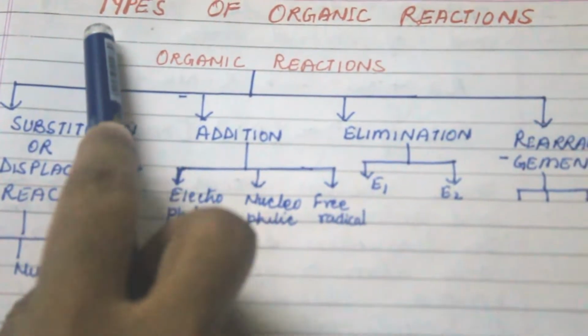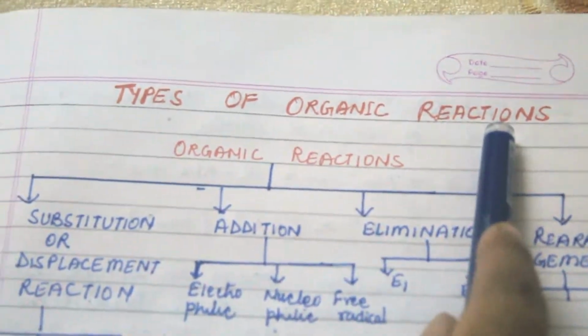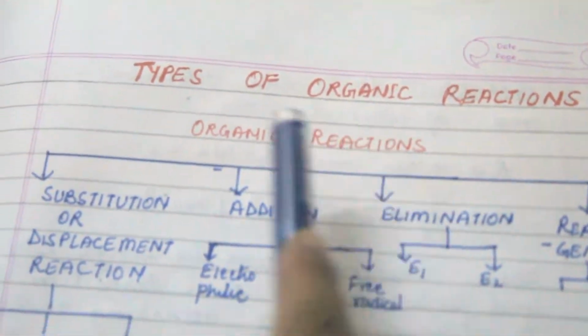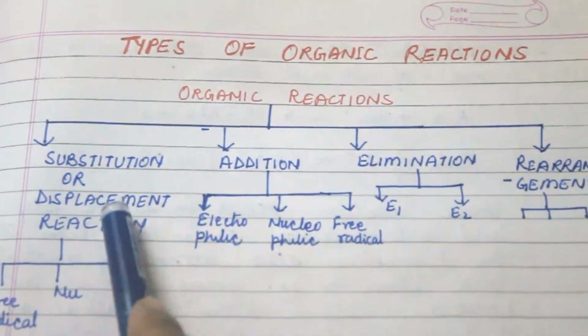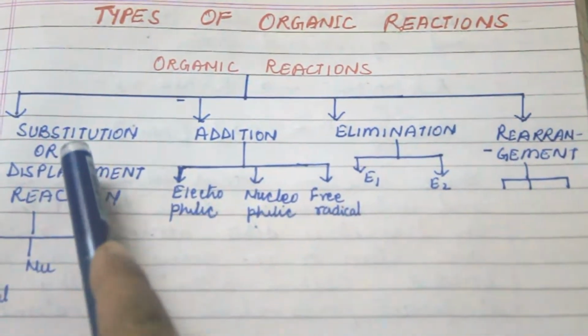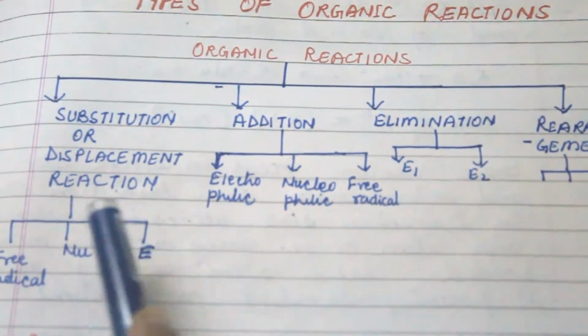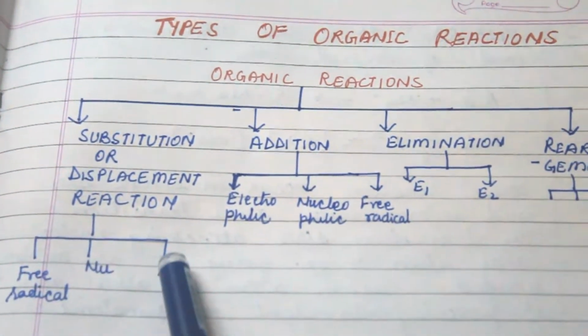Students, today my topic is types of organic reaction. Organic reactions are divided into four types. First is substitution or displacement reaction. It is again divided into three types: free radical, nucleophilic, electrophilic.